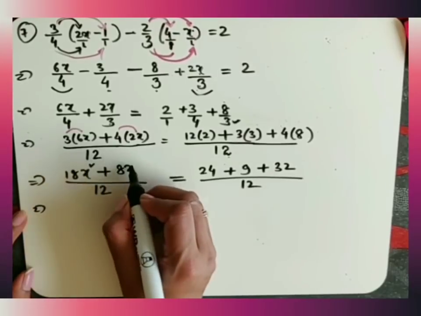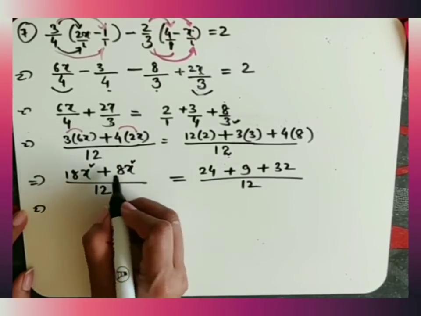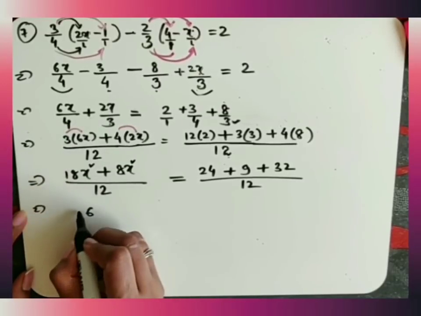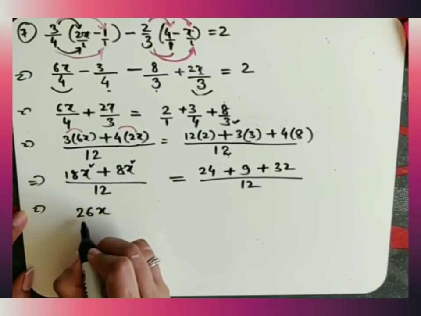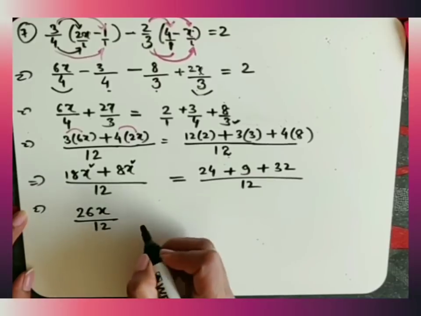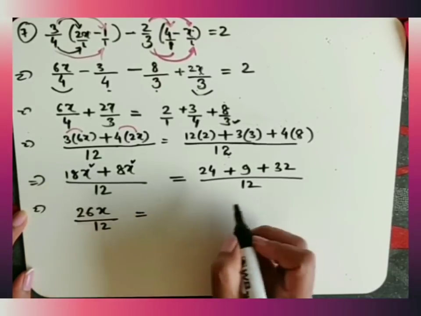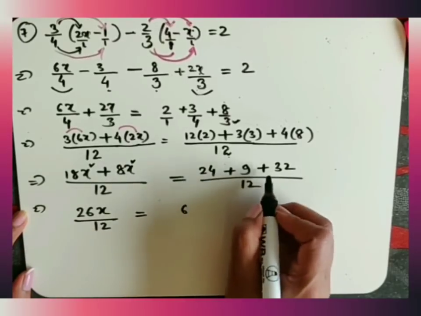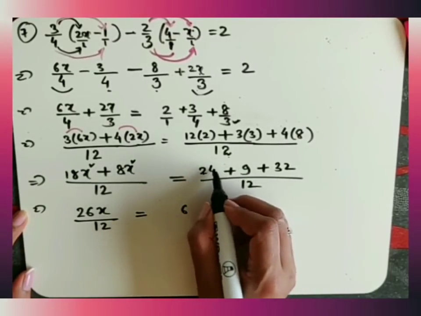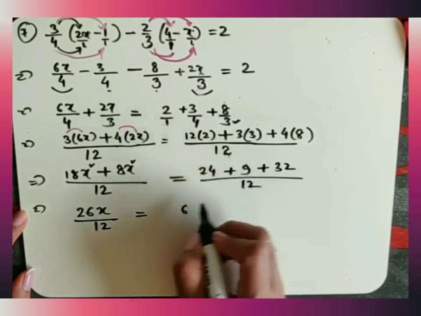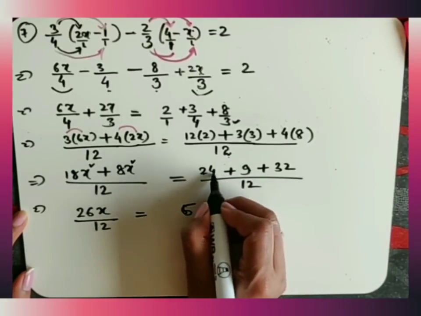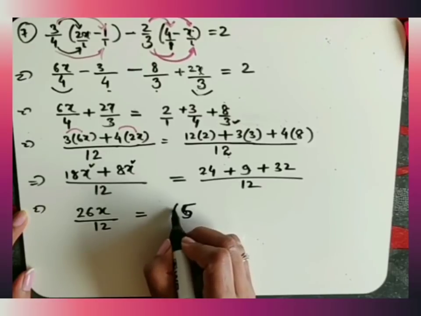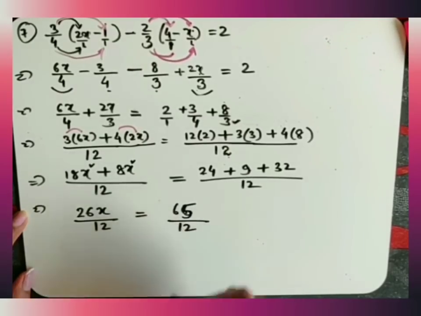Now the like terms 18x plus 8x we have to add. So 18 and 8 is 26x here, and here it will be 12, equal to, now we have to add these, so 24 plus 9 plus 32 is 65 over 12.